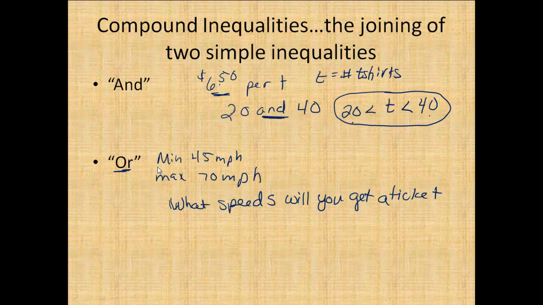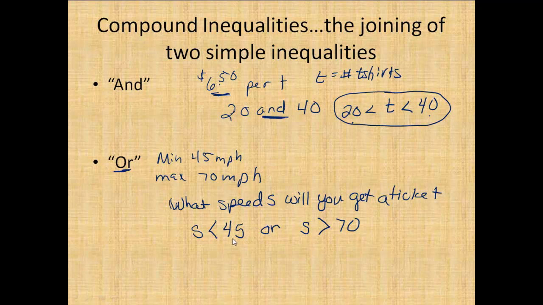With this one, since our minimum speed is 45 miles per hour, I could get a ticket if my speed was less than 45 miles per hour. So if I'm going less than 45 on this highway, I could get a ticket. Or there's another place I could get a ticket: if my speed is bigger than 70 miles per hour, I could also get a ticket.